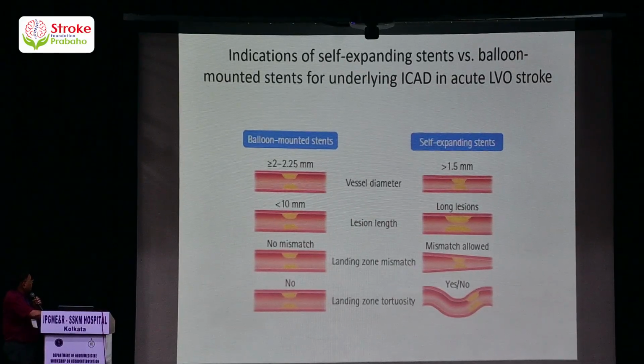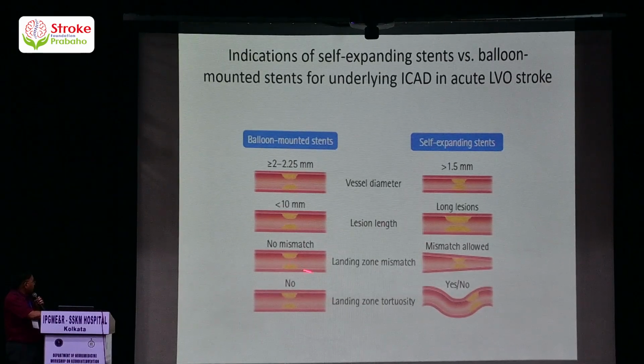So when do you use the balloon-mounted stent and when do you use the self-expanding stent? If the vessel diameter is more than 2 or 2.5 millimeters, then use the balloon-mounted stent. If the vessel is small in diameter, more than 1.5 millimeters, it is better to use a self-expanding stent. If the lesion length is short, then balloon-mounted stents are okay. But if the lesion length is long, then we have to use the self-expanding stent.